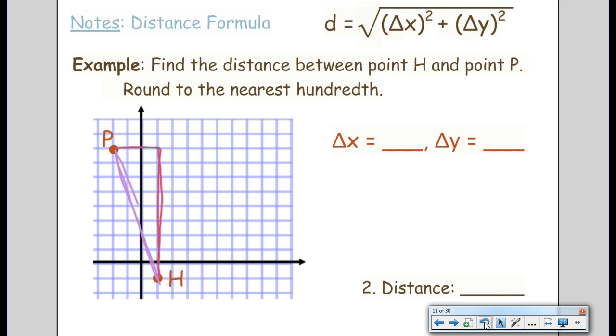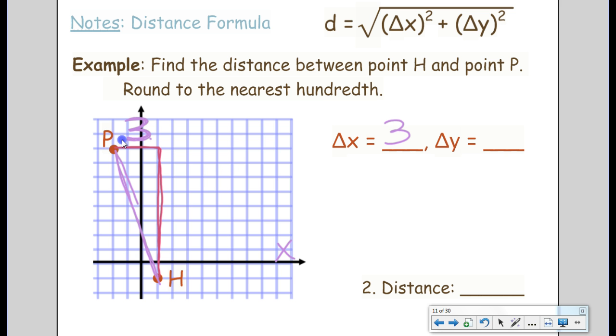Jessica, what did you get for delta x? 3. Does everyone agree that 1, 2, 3, that one of the legs is 3? Did you all get 3? For one of the legs. I hope so. That's going horizontally, and the x-axis goes horizontally, so that's why it's delta x.